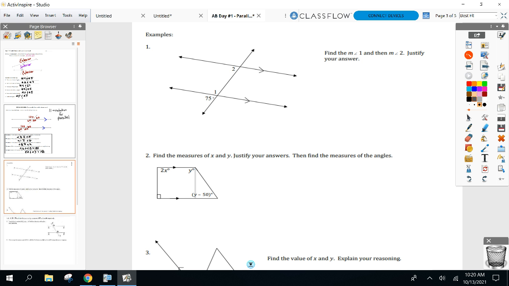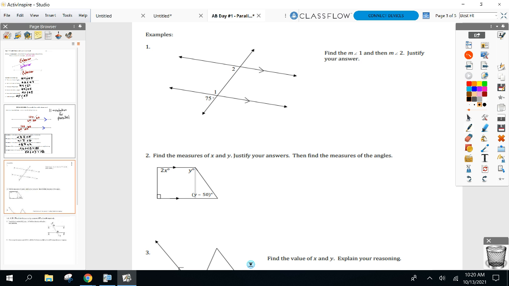Find angles 1 and 2. Everyone see the arrows now? We see the arrows on there. Take a peek. Everyone see the arrows? Means they're parallel. Okay, it means they're parallel. And also, unfortunately, I do ask to justify, so you better back yourself up why you know what it is.